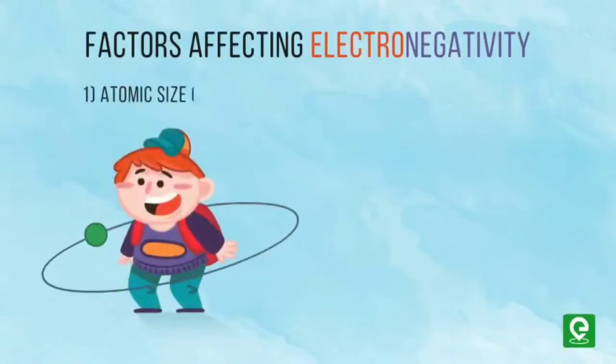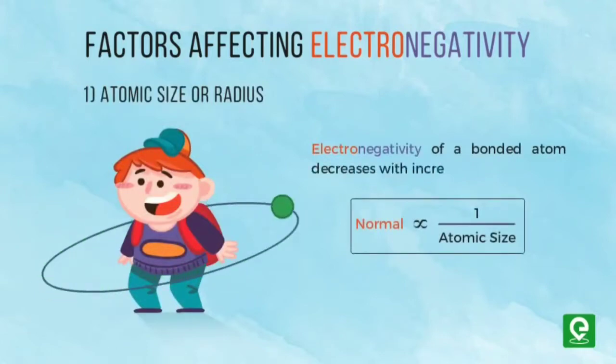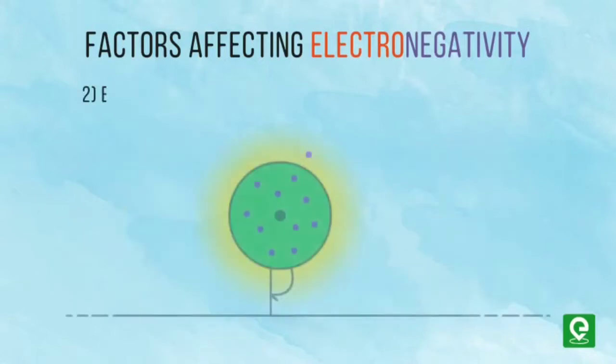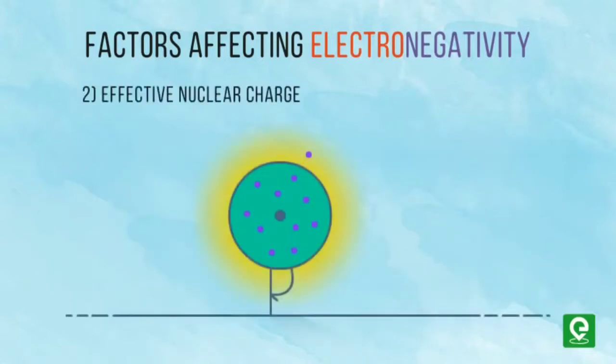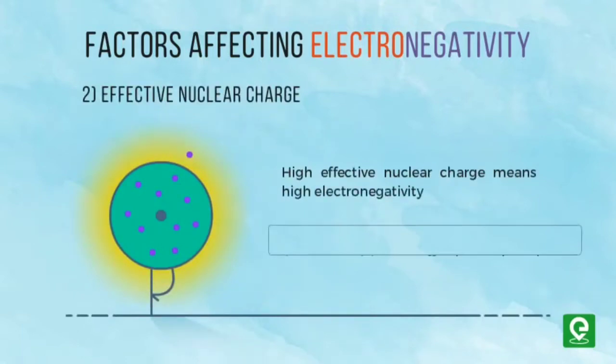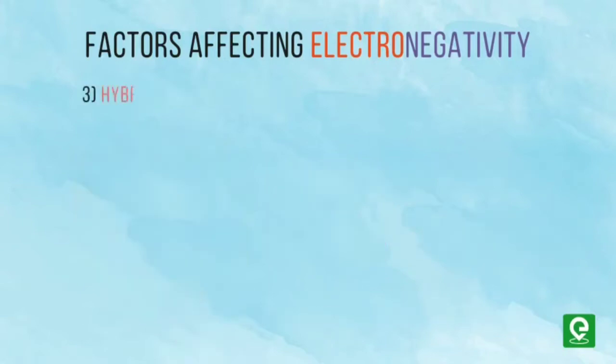Different factors affecting electronegativity of an atom are: number 1, atomic size or radius. Electronegativity of a bonded atom decreases with increase in its size. Shielding effect is directly proportional to atomic size, therefore electronegativity increases with decrease in shielding effect. Number 2, effective nuclear charge. When effective nuclear charge is high, the nucleus will attract the shared electrons with greater strength and the electronegativity will be high. Number 3, hybridization state of an atom.